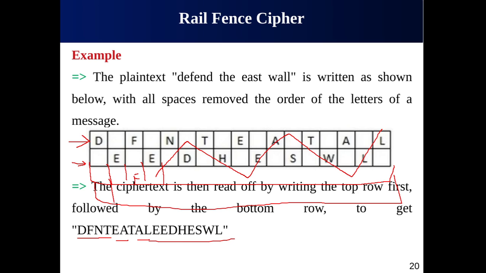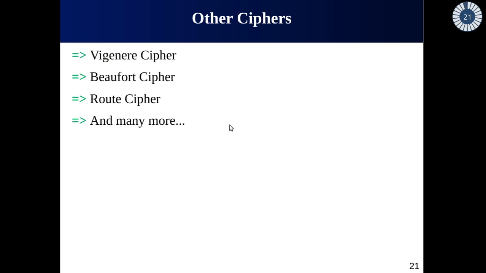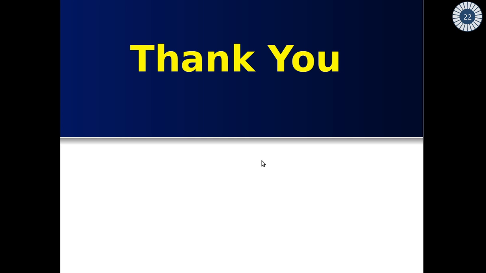Okay, well, besides these ciphers that we have studied, we also have some other types of classical ciphers like the route cipher, like the Vigenere cipher, and many more are available. So I hope you have an idea how the classical cipher techniques work, or how people used cryptographic techniques in the past.